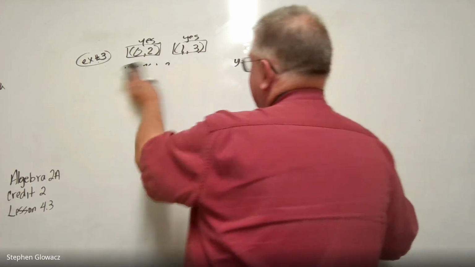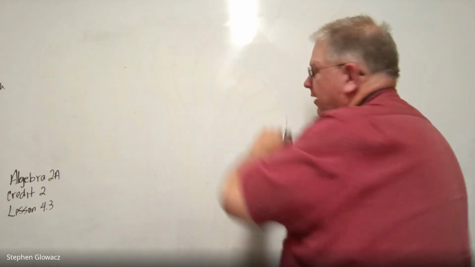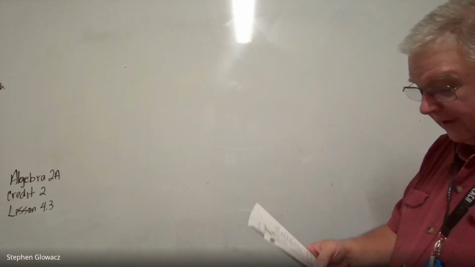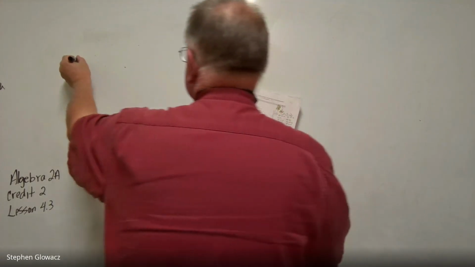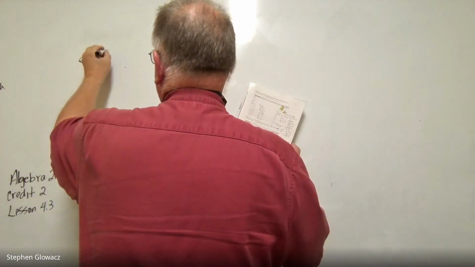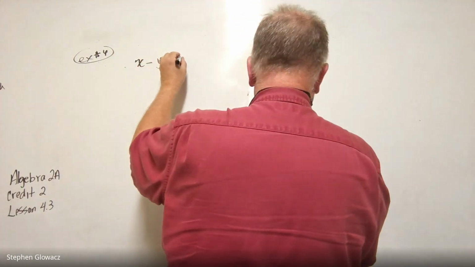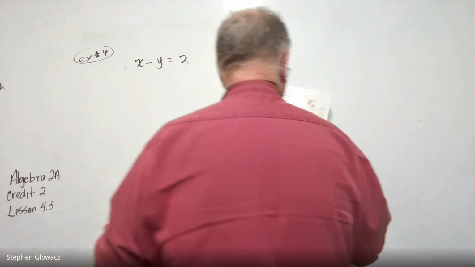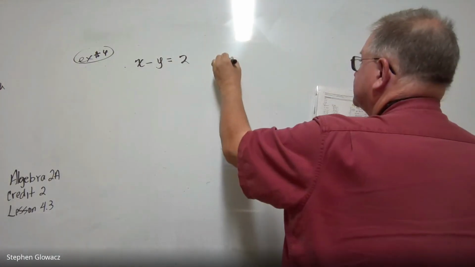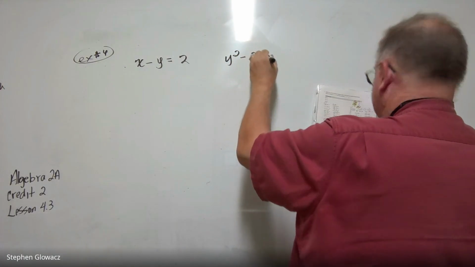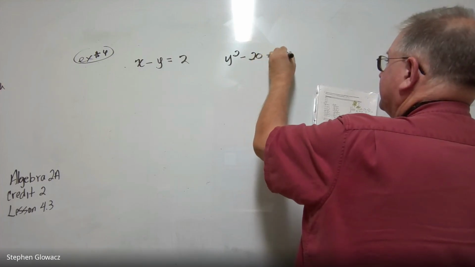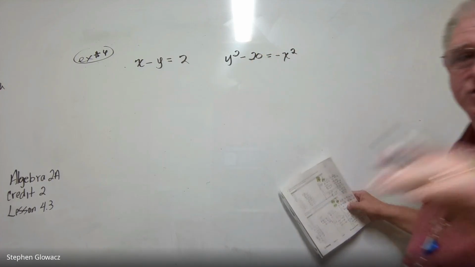All right, so now let's take a look at an example for number 4. For number 4, we have these two equations. And again, it's the same process. We have x minus y equals 2, and we have y squared minus 20 equals negative x squared. Make sure we can see that okay.